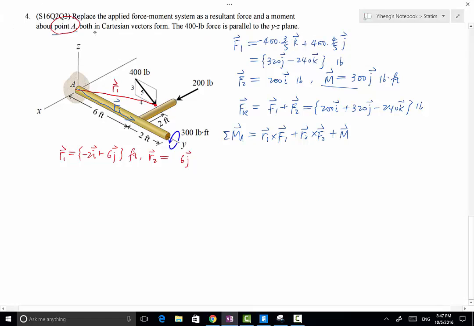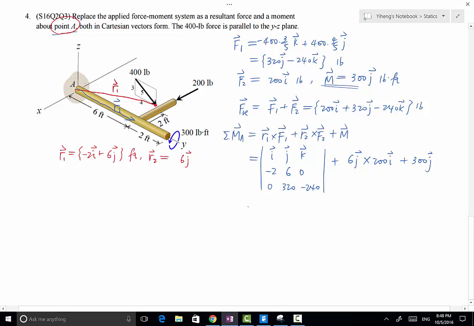So now we can start calculating our moment. So this equals R1 cross F1. We can set up a matrix for this. So we have I, J, K, negative 2, 6, 0. And then for the forces, we have 0, 320, negative 240. So that's the first one. Plus, for the second one, it's relatively easier. So we can just do a cross product of the elements, 6J cross 200I. And then don't forget our 300J. That's the couple moment here.